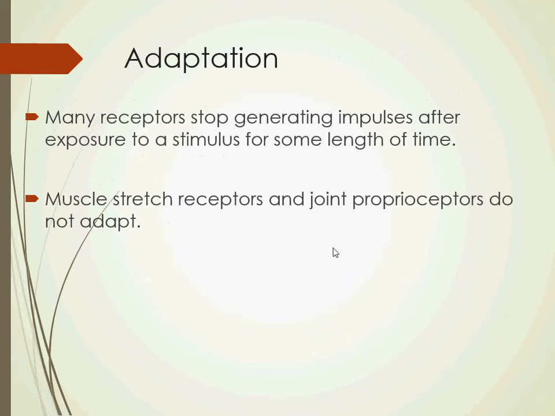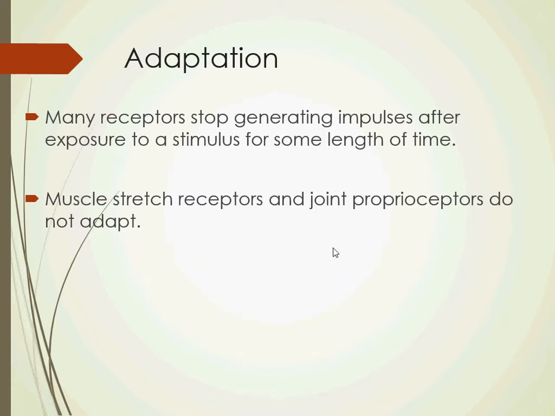Many receptors stop generating impulses after they are exposed to a specific stimulus for a long period of time, and that's known as adaptation. So for example, let's say you put on a shirt in the morning, and initially you're aware that you're wearing a shirt because your mechanoreceptors that respond to light touch are transmitting a signal to your brain about that shirt. But after a while, those receptors are going to adapt to that stimulus, so the stimulus being the shirt on the body, so that your body is not constantly aware of the fact that you're wearing a shirt.